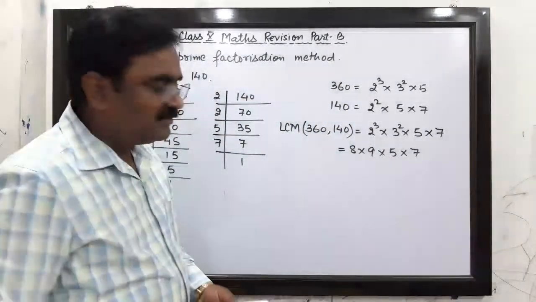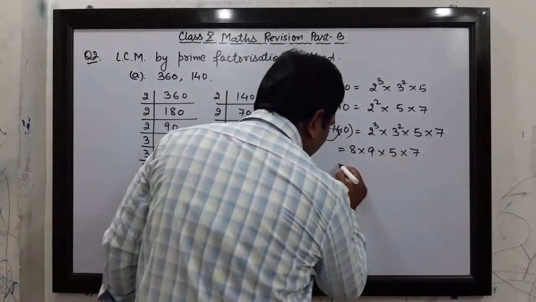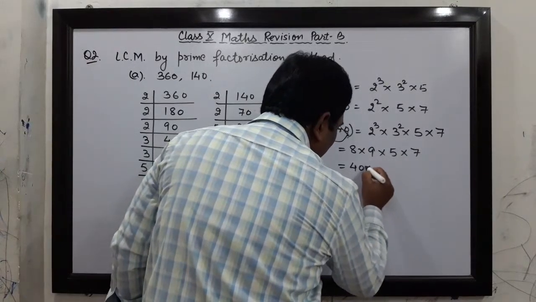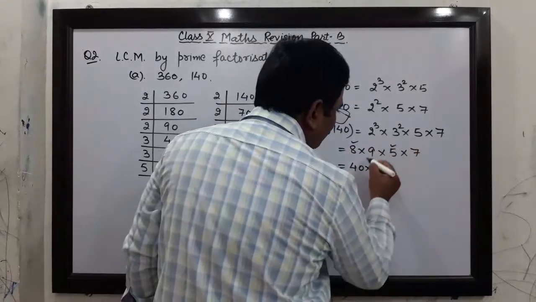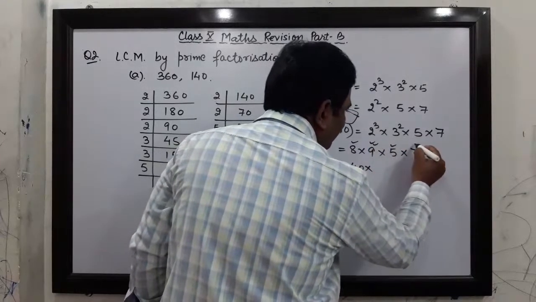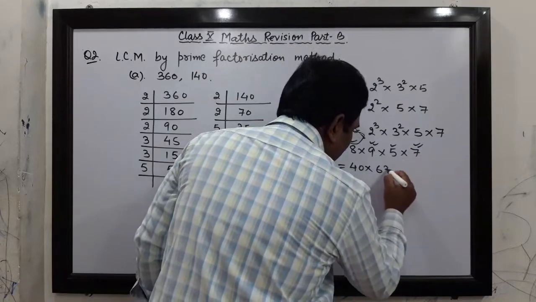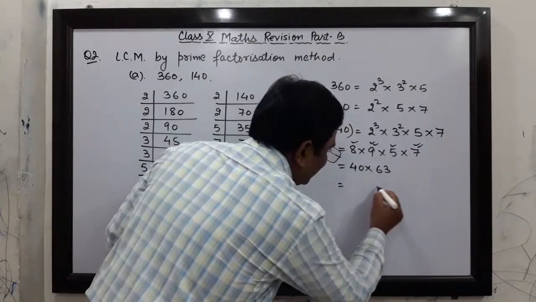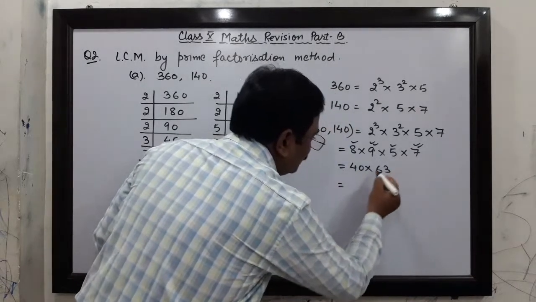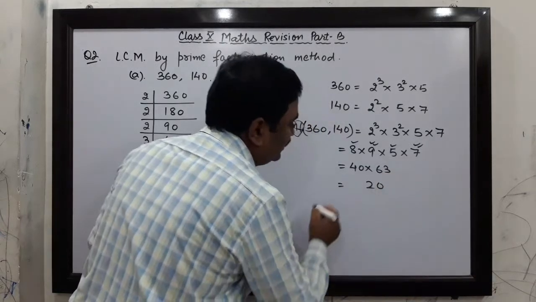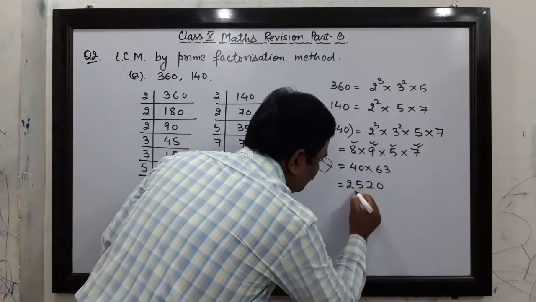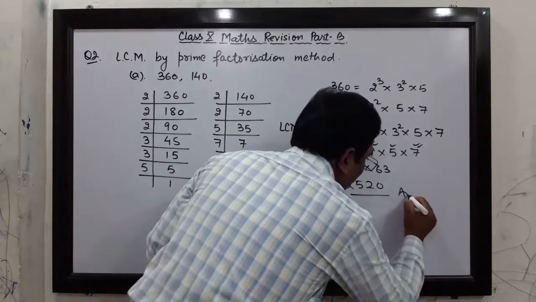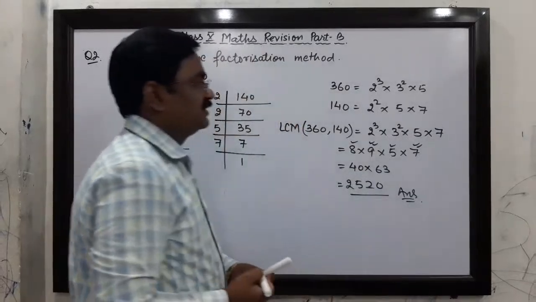Now let us multiply all of these. 8 fives are 40, multiplied by 9, 7 nines are 63. So let's multiply it. 0, 4 threes are 12, carry 1, 4 sixes are 24, plus 1 is 25. 2520 is the answer of our question.